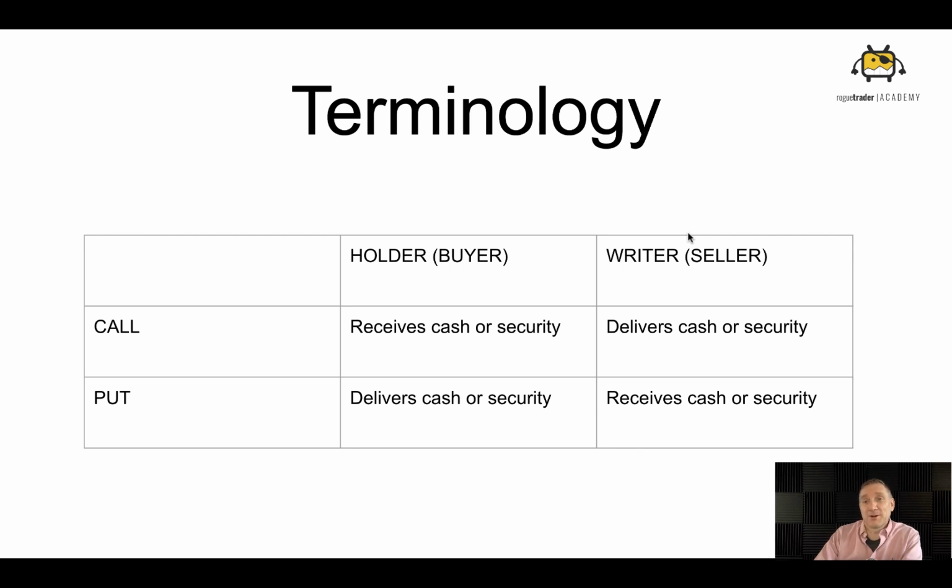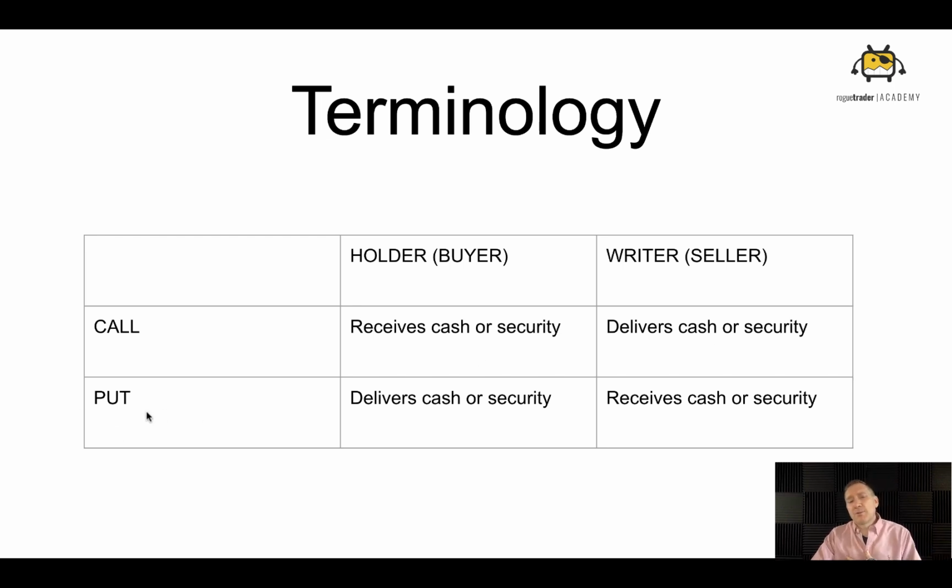Don't worry about this, but it's important to understand it. If I bought calls and they're in the money, and it's worth it for me, I'm going to get some cash if it's cash settled, or I'm going to get the security. I'm getting it because I've got the right to buy it. So obviously the writer, the person who sold it, has to deliver it to me, right? They've got to deliver it.